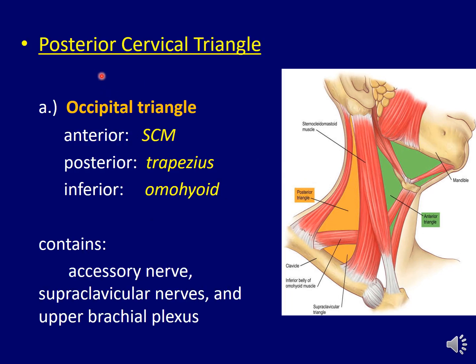For the posterior cervical triangle, this is divided mainly into 2 triangles. First is the occipital triangle, this one. It is bounded anteriorly by the sternocleidomastoid muscle, posteriorly by the trapezius muscle, and inferiorly by the inferior belly of omohyoid, and it contains the accessory nerves, supraclavicular nerves, and the upper brachial plexus.